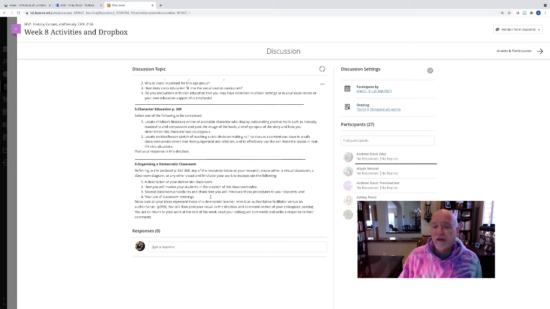meetings. That information is all in the chapter in the textbook here on the pages that I've designated here. Make sure all of your ideas represent those of a democratic teacher who is an authoritative facilitator versus an authoritarian. Okay, and that information is on page 343, and you should be able to differentiate between those two. You will then post your visual in this Dropbox, and of course, comment on 2 of your colleagues' postings.